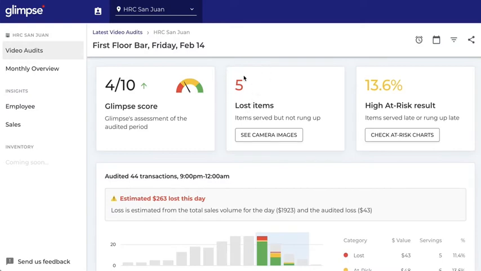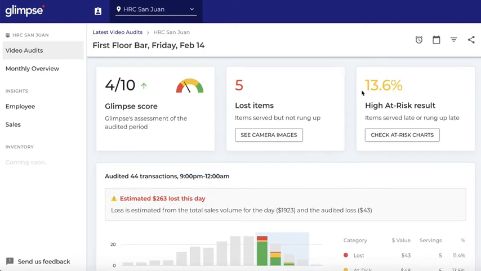In the center, you will be able to see how many items were lost, meaning these are items that were served indisputably and seen in the camera as served, but not rung up within the time frame of the audit, in this case 9 p.m. to 12 a.m.